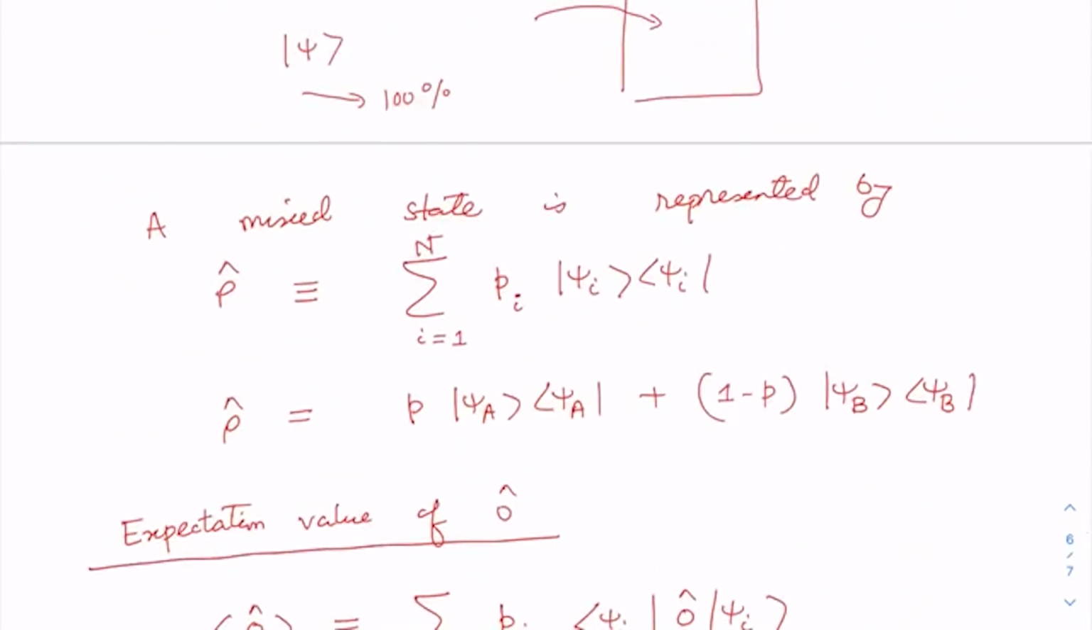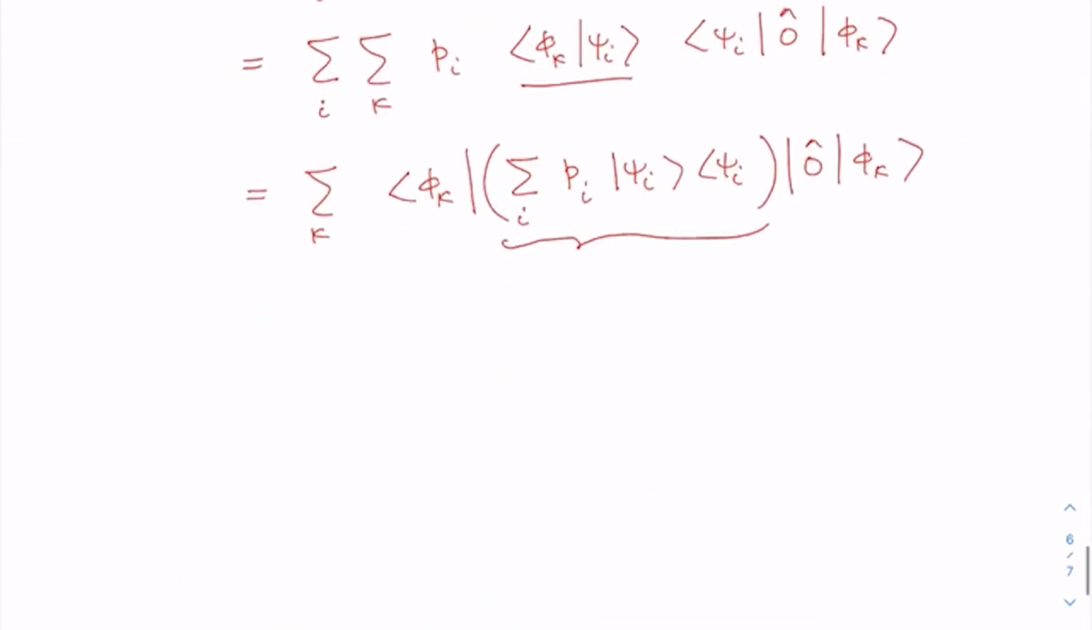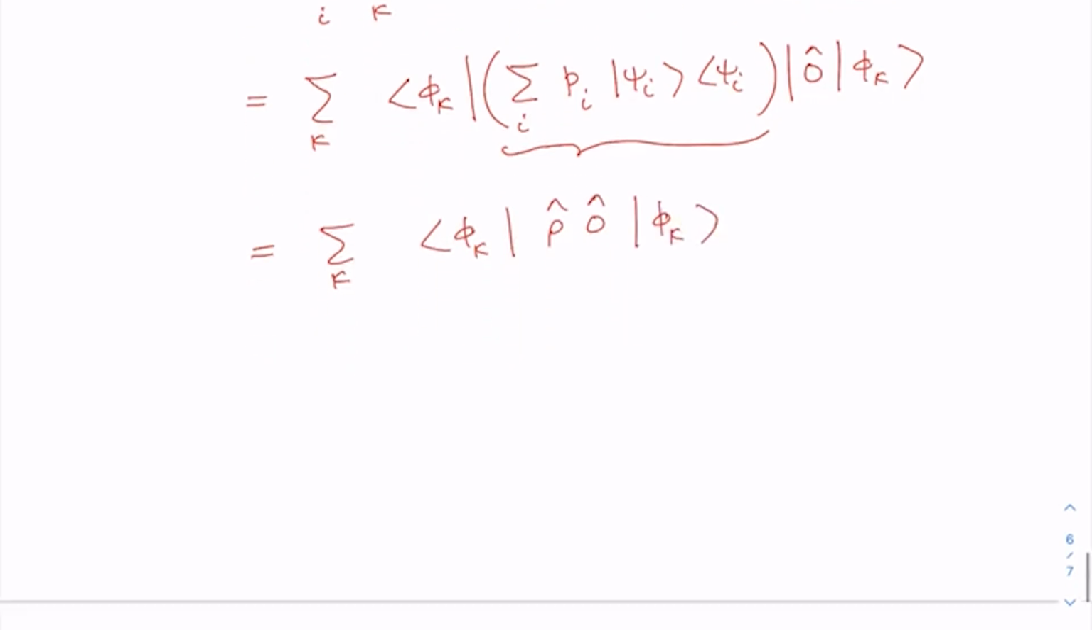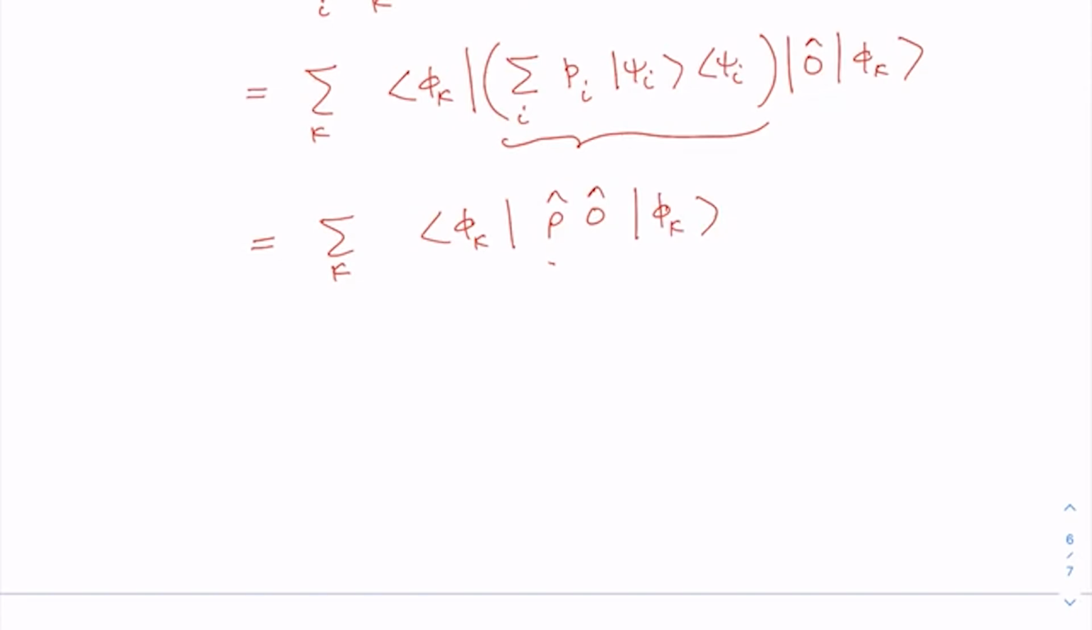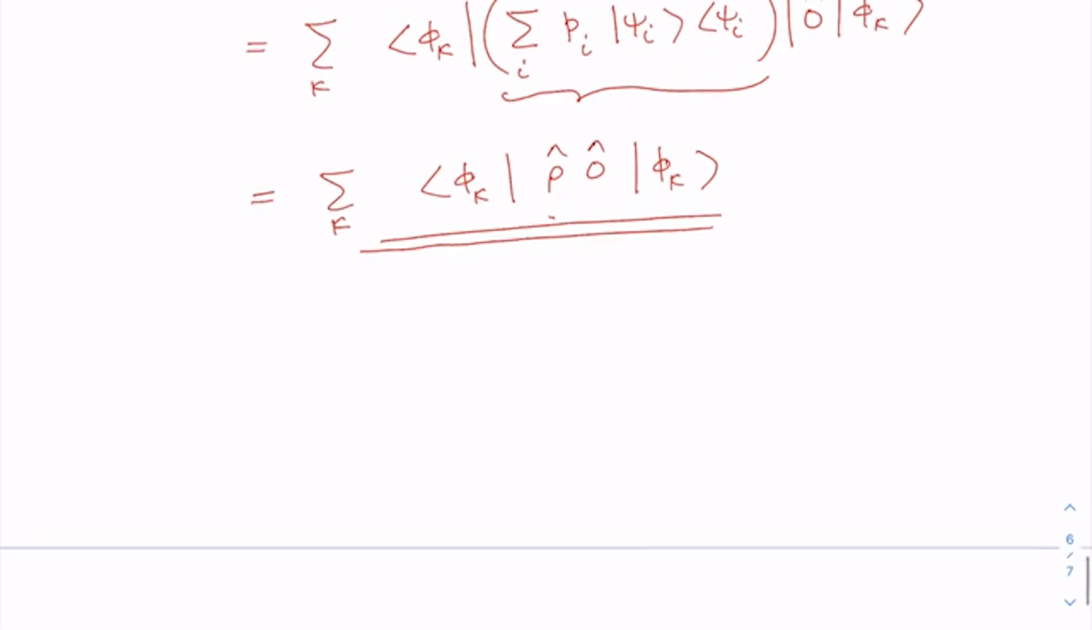So therefore I can write the whole thing as sum over k phi k rho O phi k. Now you can easily see that this is nothing but the summation of all the diagonal elements of this product of these matrices rho and O, density operator and the observable operator. So I can write it as simply trace of rho cap O cap. So this is the formula we have got even in the case of pure state, and here also in the case of mixed state this is still valid.